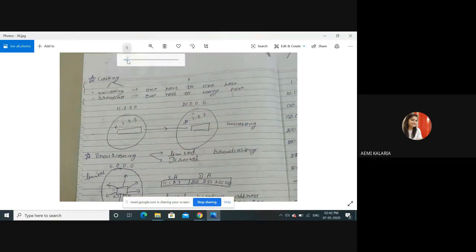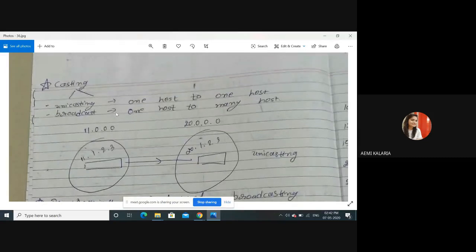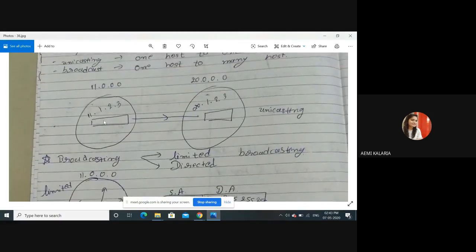Multicasting I already discussed, but still I'll discuss casting. Two types of casting are there in IPv4 addressing. First one is unicasting, second one is broadcasting. Unicasting means what? One host to one host, right? Mostly one source, one destination, one sender, one receiver, right? That I can call unicasting. Means only a dedicated link, right? One sender, one receiver. And broadcasting means what? Or multicasting, same thing. One host and many, means one sender and on the other side, so many other hosts are there, right?